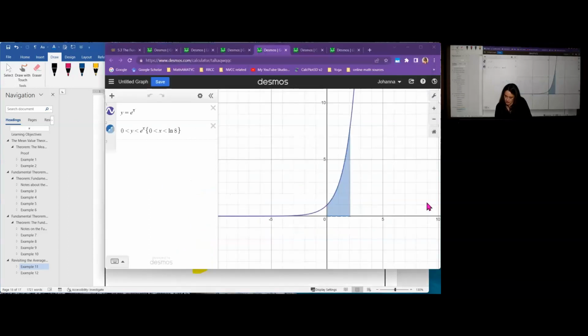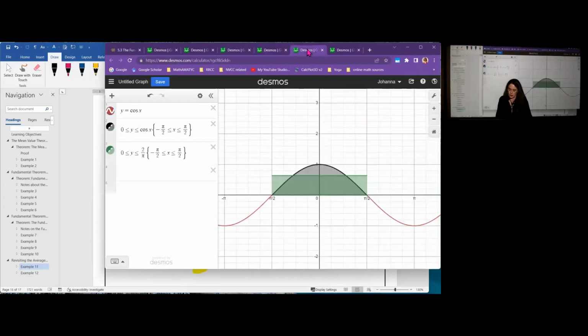Let's now take a look at this particular function so that we can see what it looks like. Here's the graph of cosine between negative pi over 2 and pi over 2. I've shaded the area under it in a light gray. The average value is 2 divided by pi, which is graphed here also between negative pi over 2 and pi over 2. The area of that green rectangle is exactly the same area as in the gray shaded region under cosine. That's the purpose of the average value.